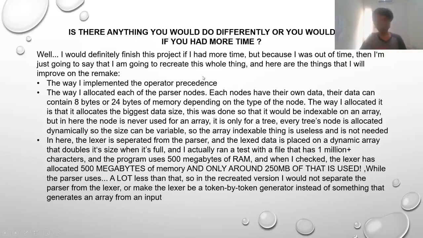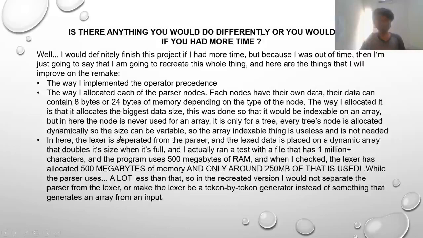Each node has its own data. Their data can contain 8 bytes until 24 bytes of memory. It can also be 16 bytes, depending on the type of node. The way I allocated it is that I allocated the biggest data size. This was done so that it will be indexable in an array. But in here, the node is never used for an array. It is only used for a tree. Every tree node is allocated dynamically, like a variable. So the array indexable thing is useless and not needed. So the design is wasting a lot of memory.